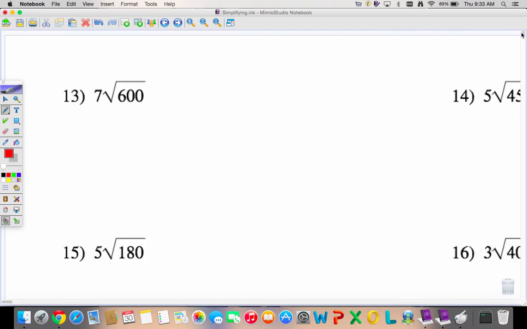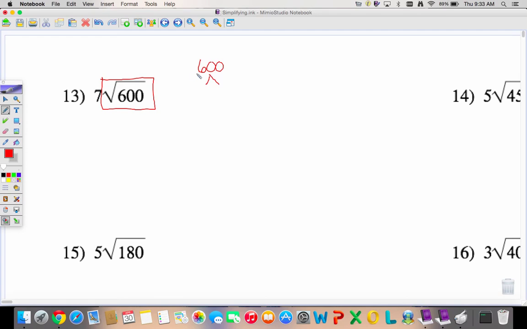Backside. I'm going to do number 13. I'm going to pick a few of these. I'm not just going to do the odds on this one. I'll do 13 real quick. So we have 7 square roots of 600. Focus first on the square root part. Don't worry about the numbers on the outside. Just focus on the square root. The square root is 600, so we'll go ahead and write down 600.